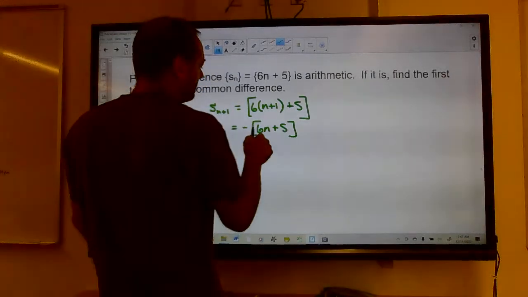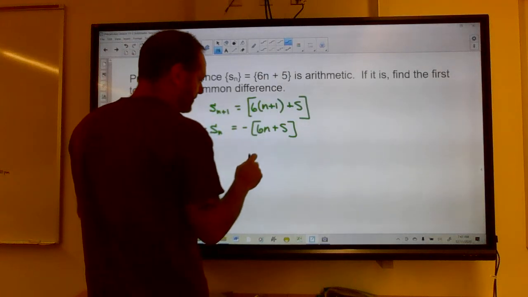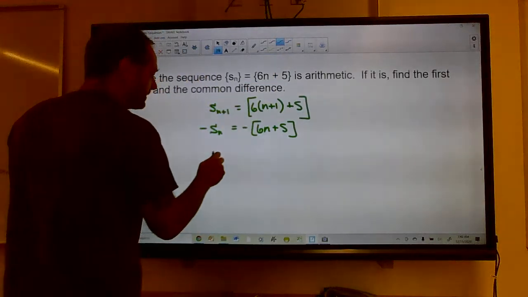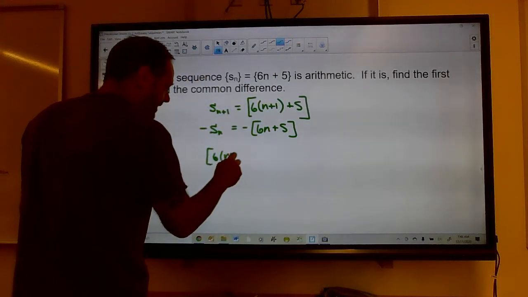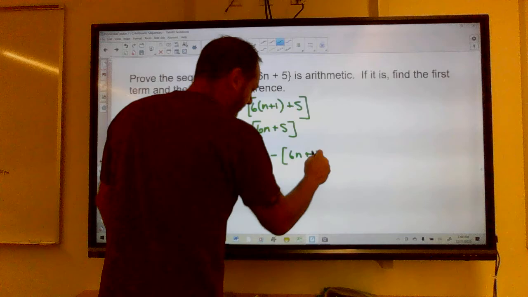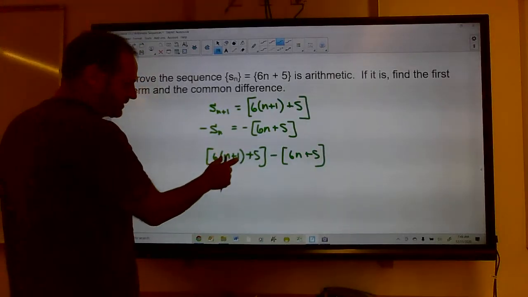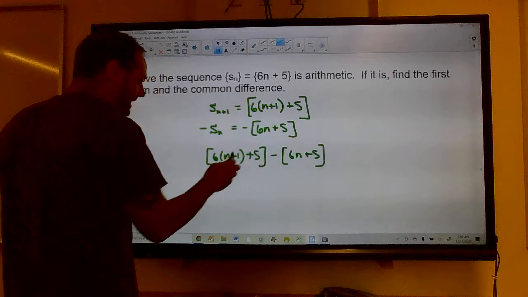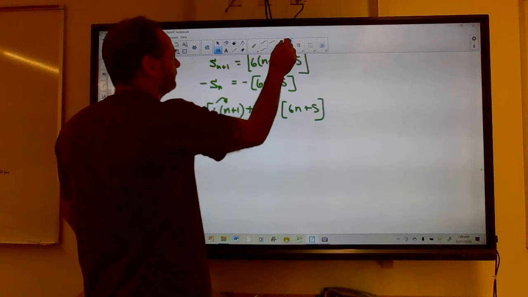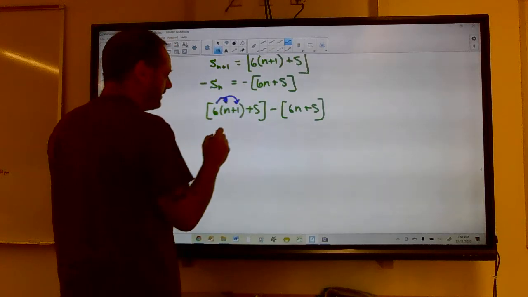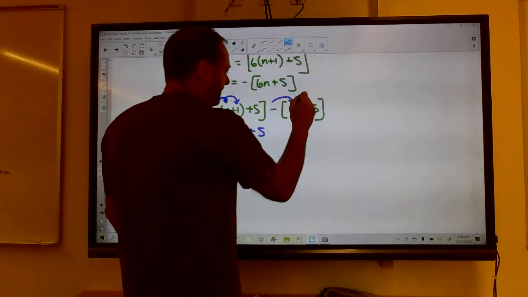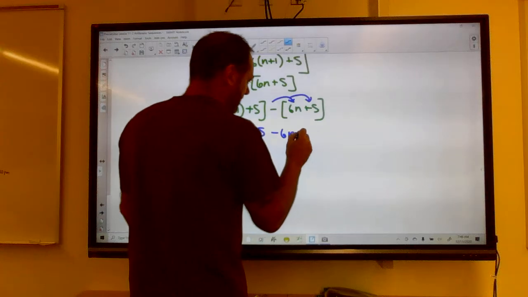So now the first thing you've got to do is distribute the 6 in here. This is probably not the best way to write this. Let's rewrite this as 6 times n plus 1 plus 5, minus 6n plus 5. And you've got to make sure that this is in parentheses, because you're subtracting the entire thing. So now we would distribute the 6 in here, and that would be 6n plus 6 plus 5. And then I'm going to distribute the minus sign in here, so this is going to be minus 6n minus 5.